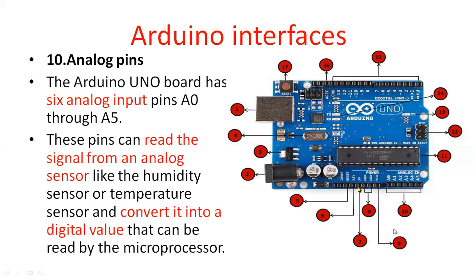You will use these pins: A0, A1, A2, A3, A4, and A5. These pins read a signal from the sensor, and that is converted into an electrical, or digital, format of data. That is called an analog pin. That is the main purpose of analog pins.